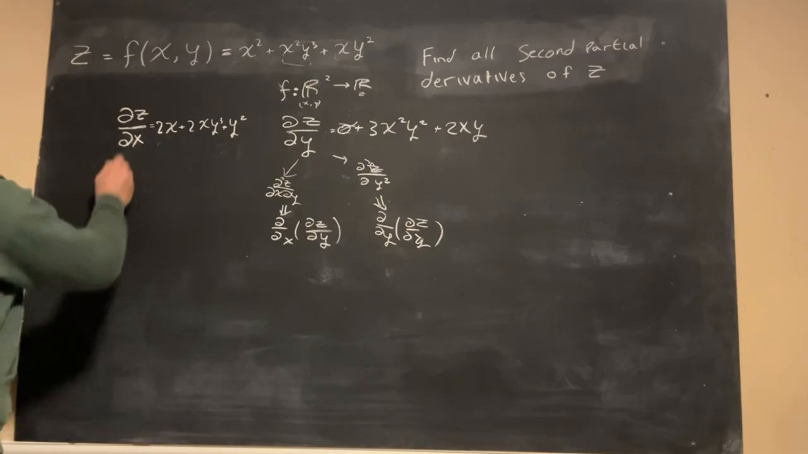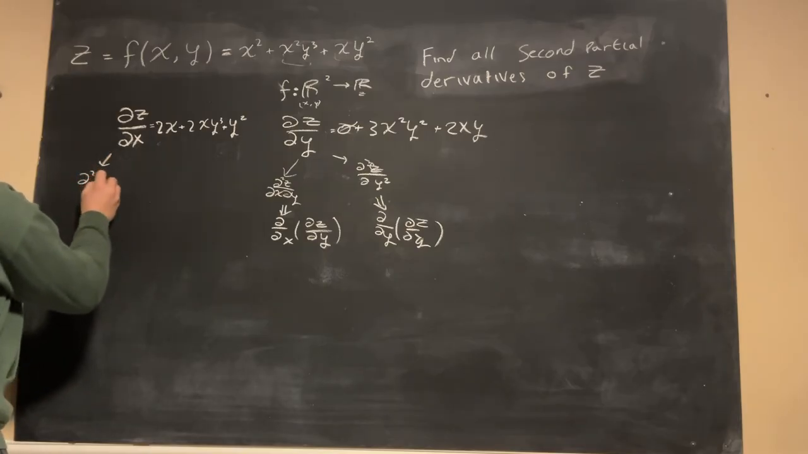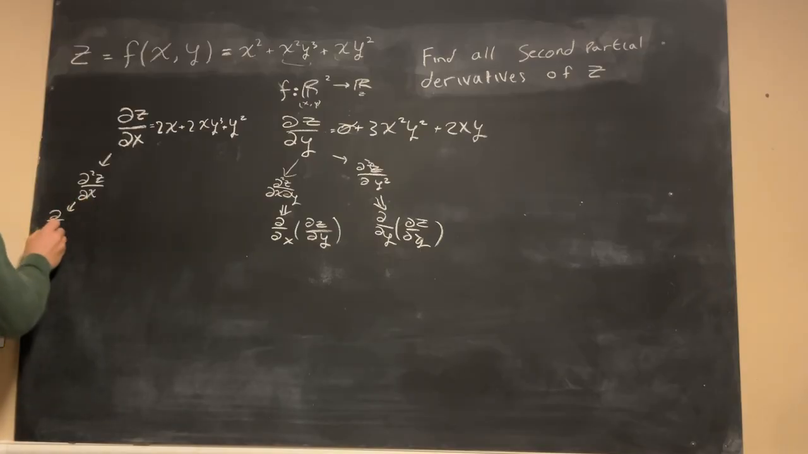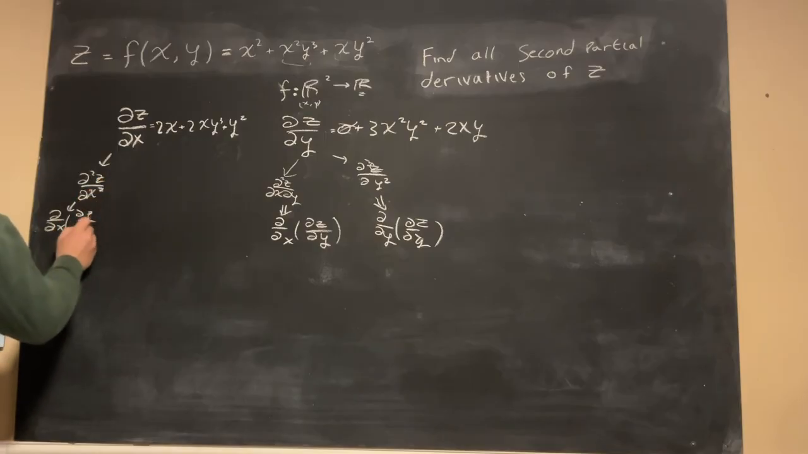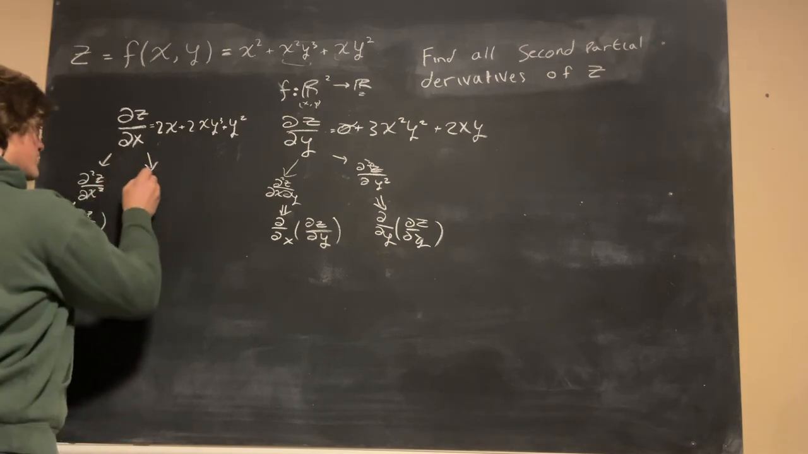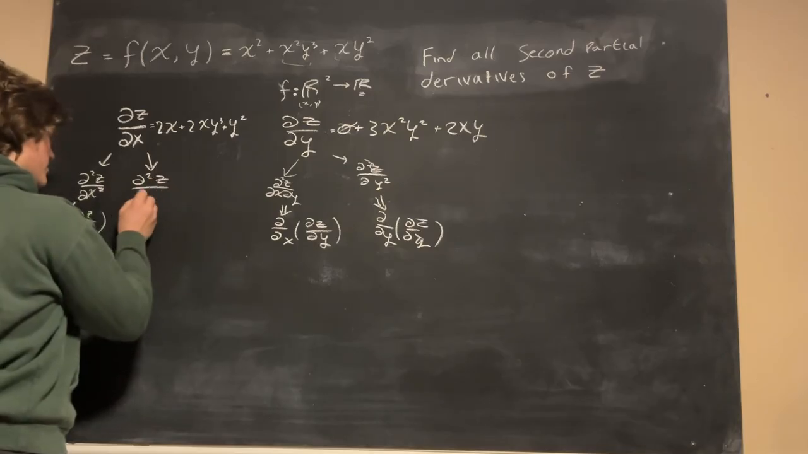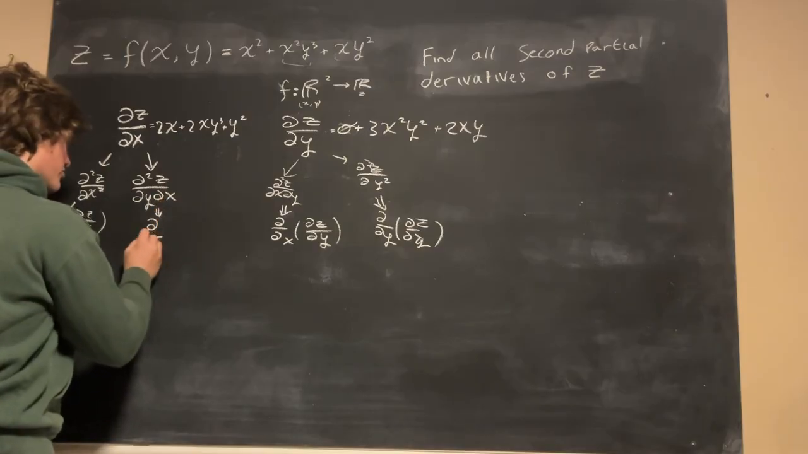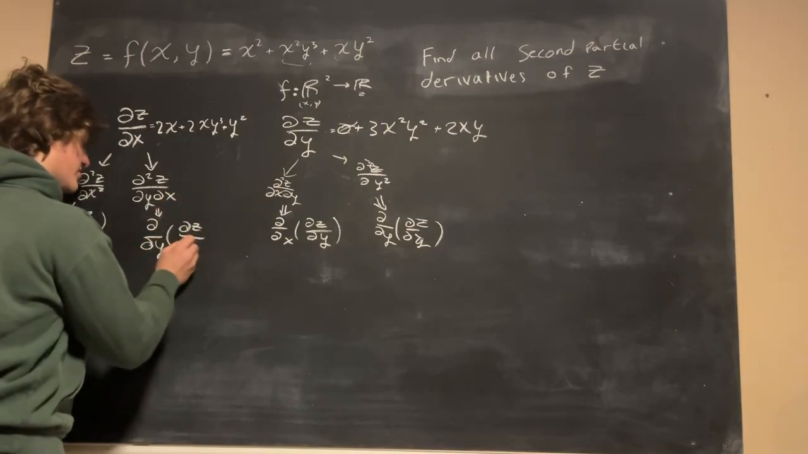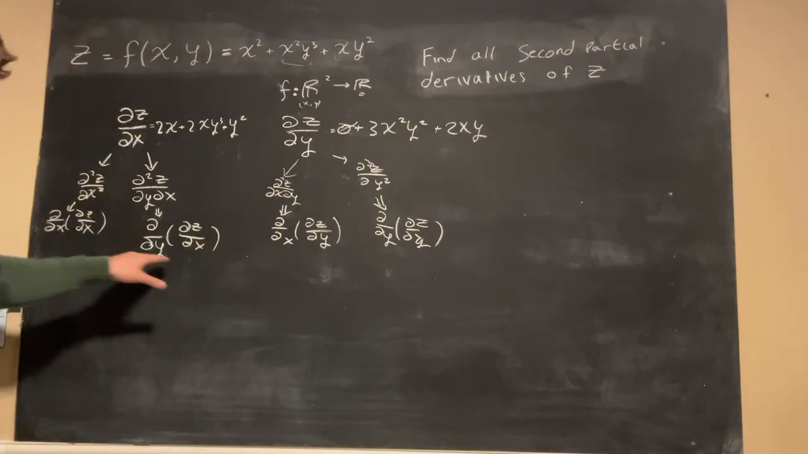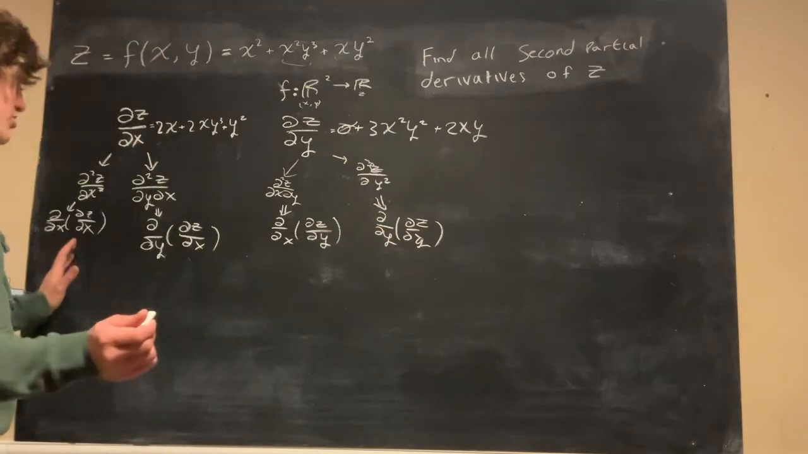Now let's do that for x. So this side becomes d squared z over dx squared, which is just d over dx of dz over dx. And then we have this with respect to y, so this becomes d squared z over dy dx, and this is the partial derivative with respect to y of dz over dx. So as you can see, from this one function, we got 4 second partial derivative outputs. So let's solve for them.